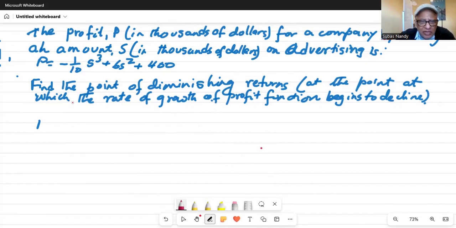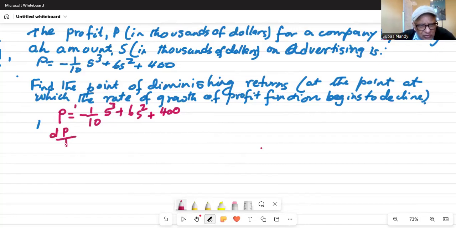So let's change the color of the ink. Let's get started. Okay, so we have P equal to minus 1/10 S cubed plus 6S squared plus 400. Now, as you know, at the point of diminishing return, the rate of growth of profit begins to decline. Not only the first derivative will be set to 0, the second derivative will also be set to 0. So first let's find the first derivative of P with respect to S.